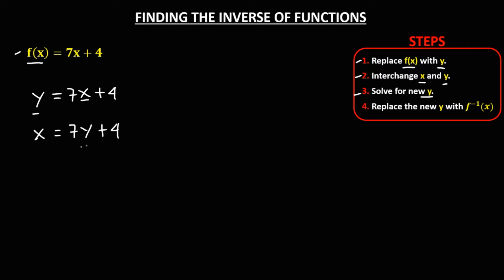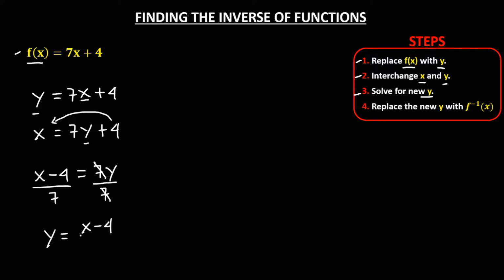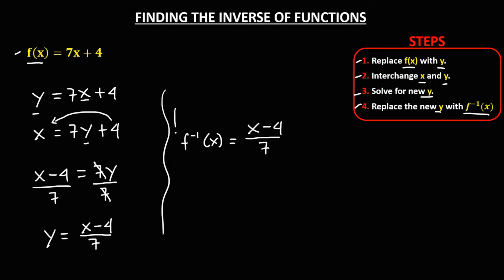Then solve for the new y. To solve for y, transpose this positive 4, so that becomes negative 4, then x minus 4 equals 7y. To solve for y, divide both sides by positive 7. Therefore, y is equal to x minus 4 over 7. Then the last step, replace the new y with the inverse of f of x. So the inverse of f of x equals x minus 4 over 7. This is now the inverse of the given function.